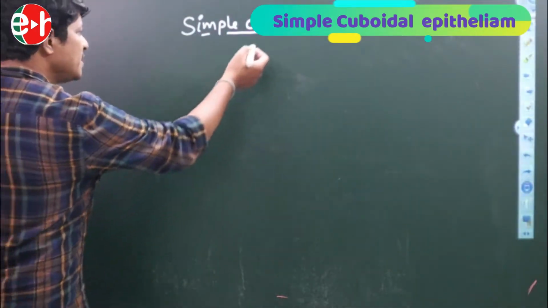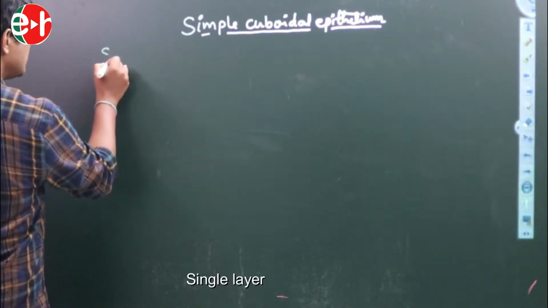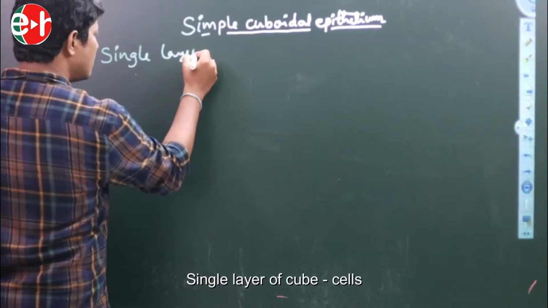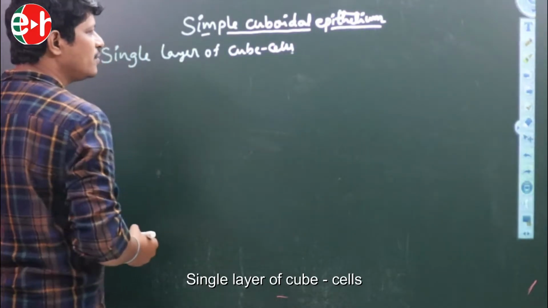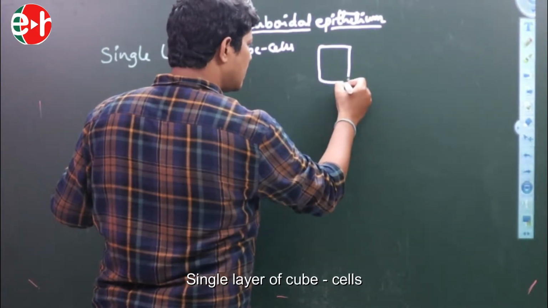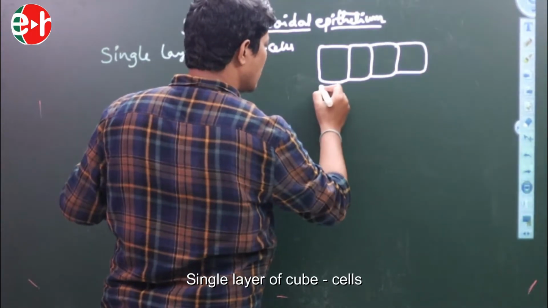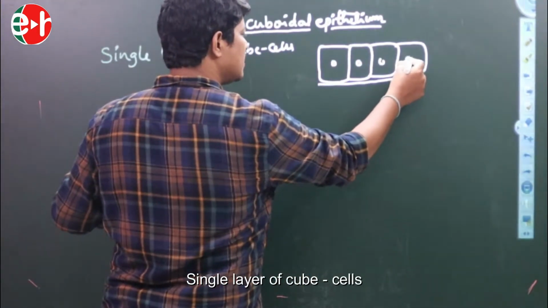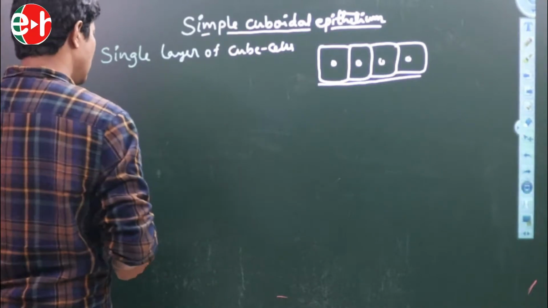First point: what is cuboidal? The epithelial cells look like a cube shape. So simple cuboidal epithelium is a single layer of cube cells. The cells are cubes like this. It rests on the basement membrane. The nucleus is present at the center of the cells, like in simple squamous epithelial cells.